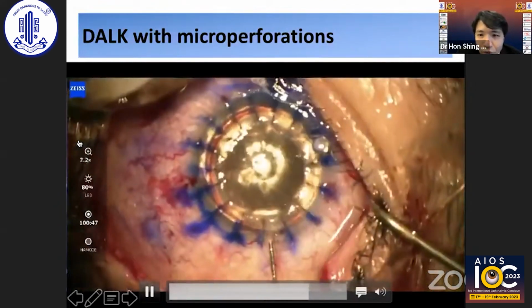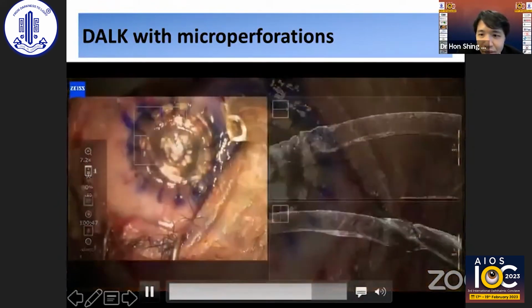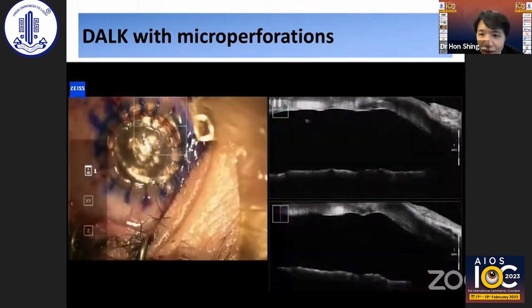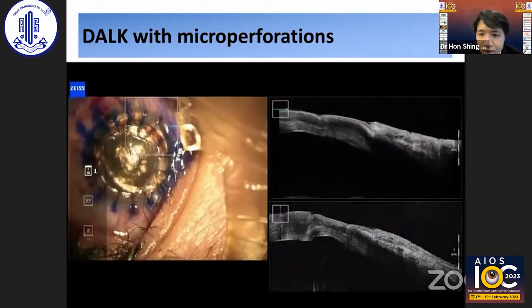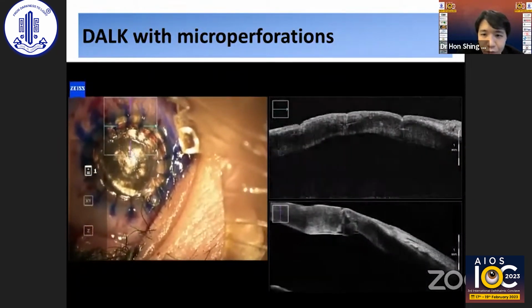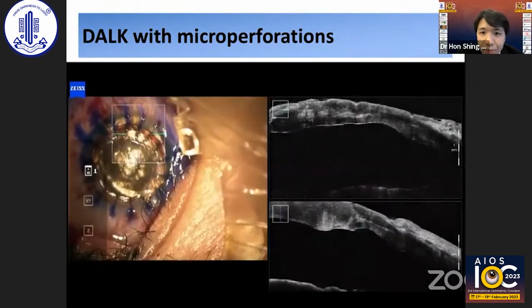And given that there are 2 microperforations in this case, the risk of postoperative double AC is high. So this intraoperative OCT allows me to assess whether there's any posterior lamellar detachment to avoid a postoperative double AC.